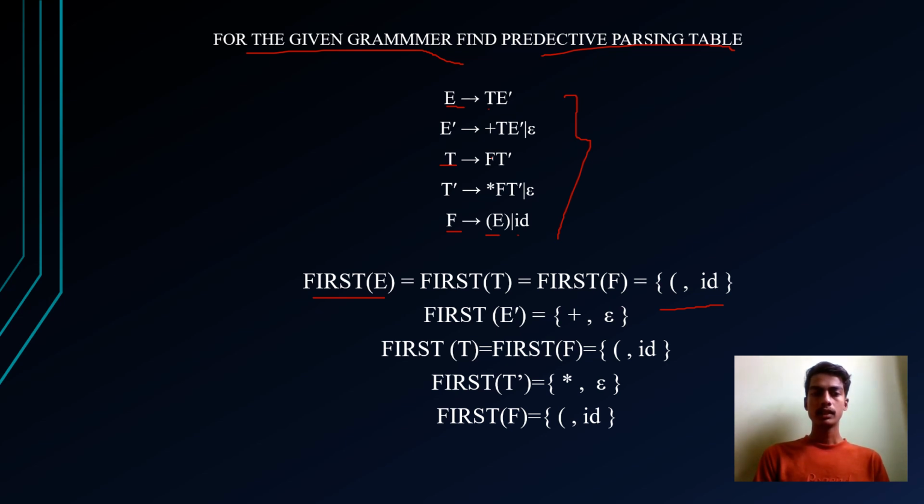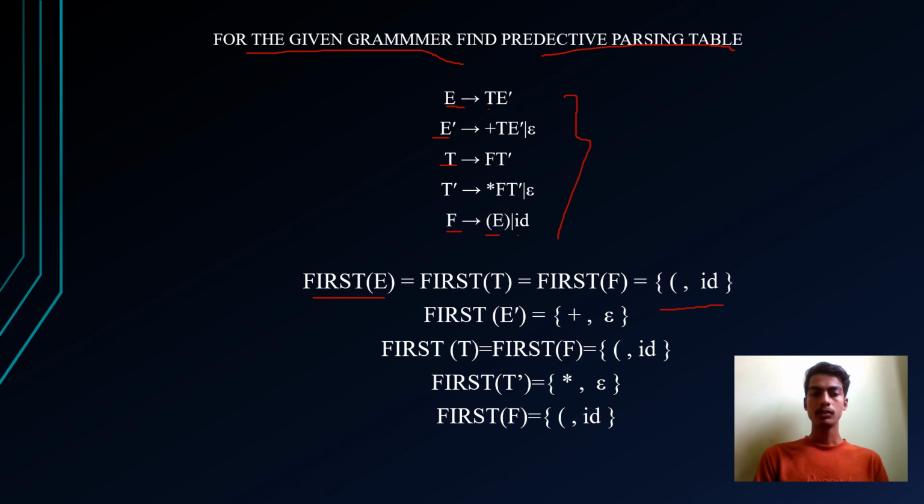Next, we need to construct the first of E dash. Now let us consider first of E dash. It contains the symbols plus or epsilon. Therefore, we do not need to construct the first of another. Therefore, first of E dash is plus comma epsilon.